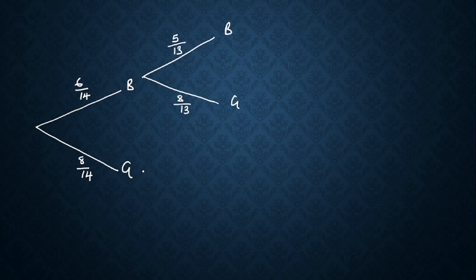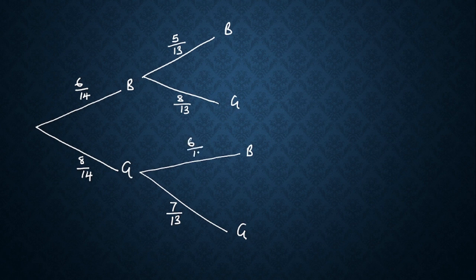Next, if we are to pick a girl, the number of girls will reduce, which will be 7 over 13, and the number of pupils would have reduced by 1. But we had picked a girl, meaning the number of boys remains the same, with a 6 over 13, like that. So this is our second picking.